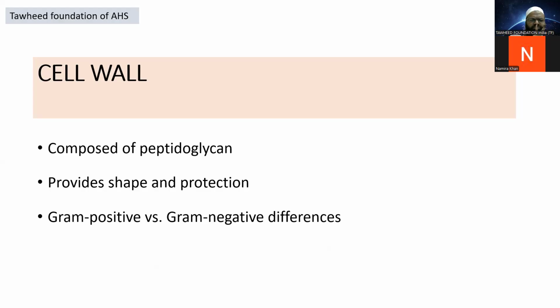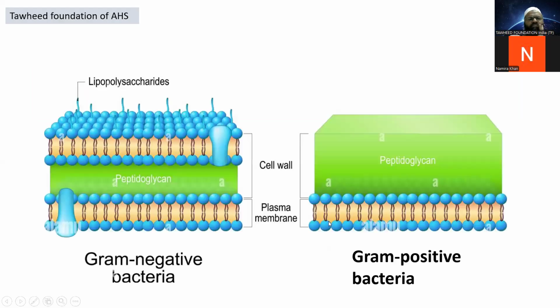Gram positive versus gram negative differences. So gram-positive bacteria have a thick peptidoglycan layer, up to 20 to 80 nanometers thick. This thick layer retains the crystal violet stain used in gram staining, making these bacteria appear purple under the microscope. It contains teichoic acid in the peptidoglycan, which plays roles in cell wall maintenance and ion regulation.